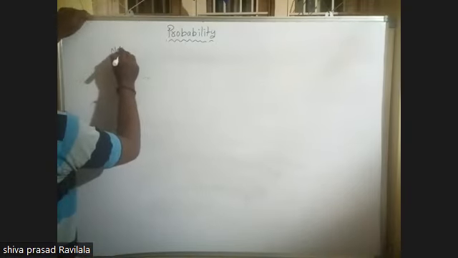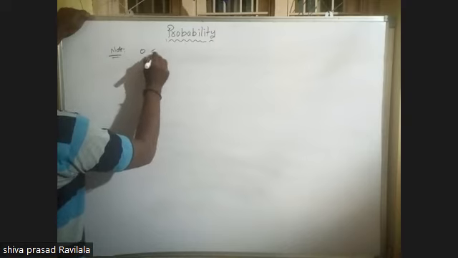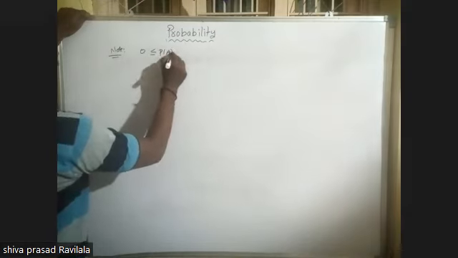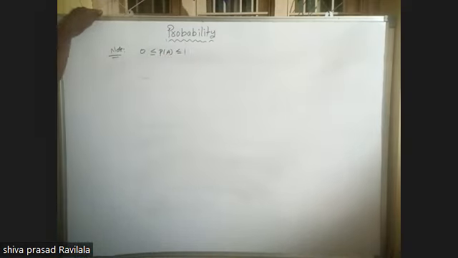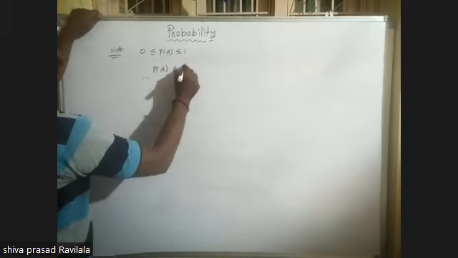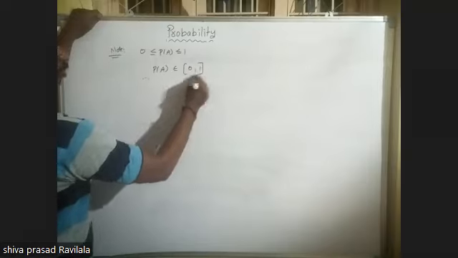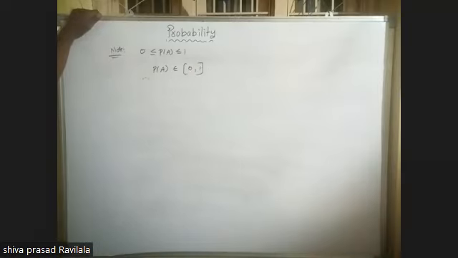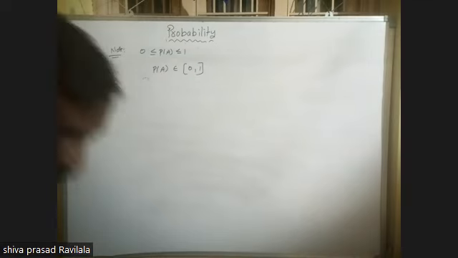And one more note, students. 0 is less than or equal to probability of A, which is less than or equal to 1. That means probability lies between the values, P of A belongs to the closed interval 0, 1. Always your answer lies between 0 and 1. When it is 0, that is the probability of an impossible event, and probability of impossible event is equal to 0. Okay? Right?